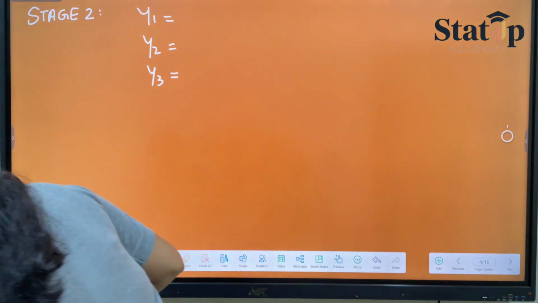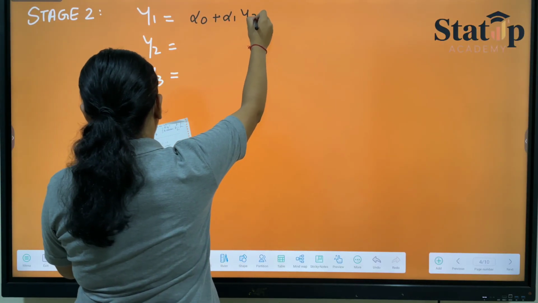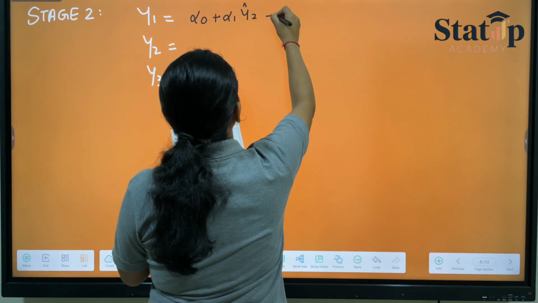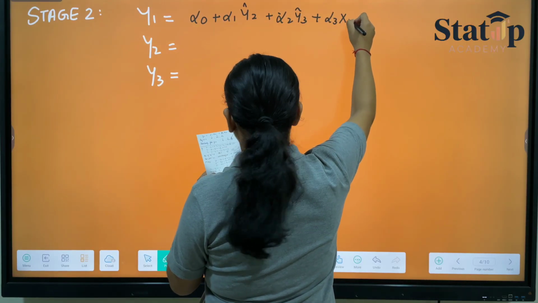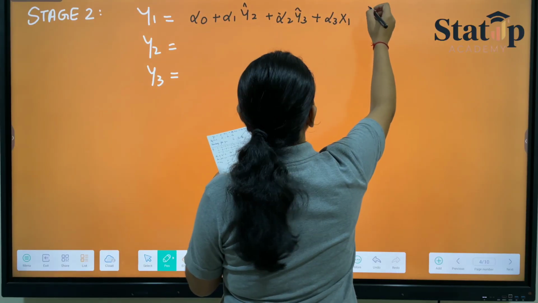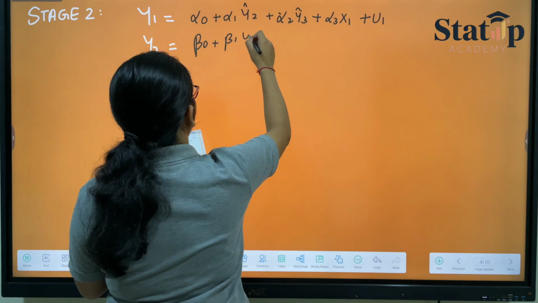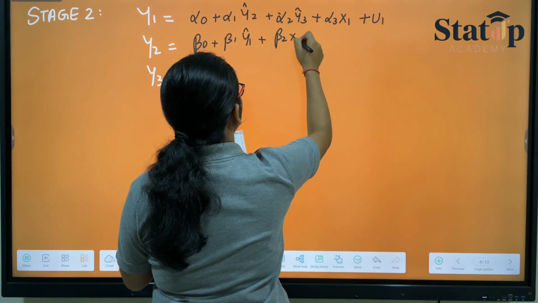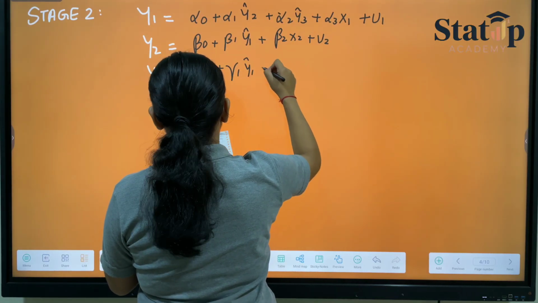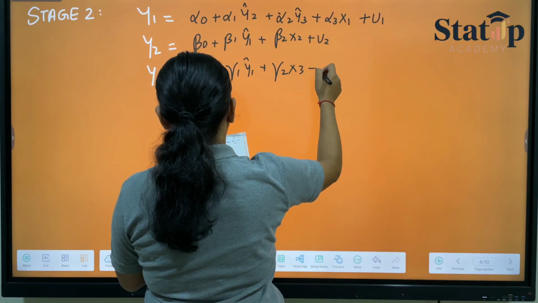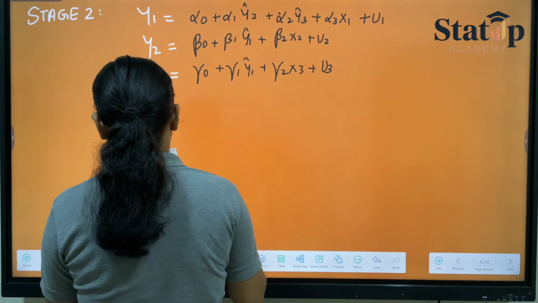So this can be written as alpha naught plus alpha 1 y2 cap plus alpha 2 y3 cap plus alpha 3 x1 plus u1; beta naught plus beta 1 y1 cap plus beta 2 x2 plus u2; gamma naught plus gamma 1 y1 cap plus gamma 2 x3 plus u3. Okay, so this is the model.